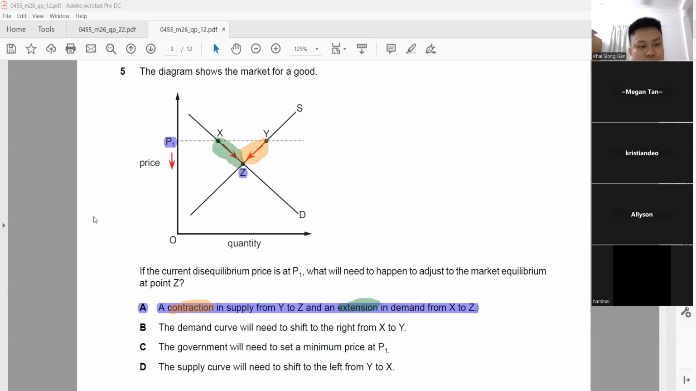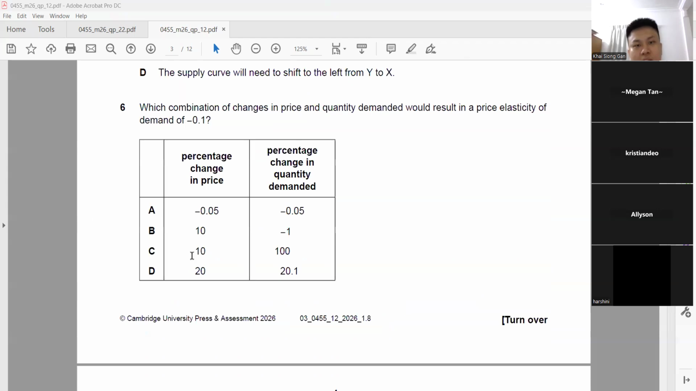Now, next question. Question 6. Which combination of changes in the price and quantity demanded will result in a PED of negative 0.1? For this question, you just put into the formula. The formula of PED is percentage change in quantity demanded over percentage change in price. So you substitute that in and see which one will result in negative 0.1.